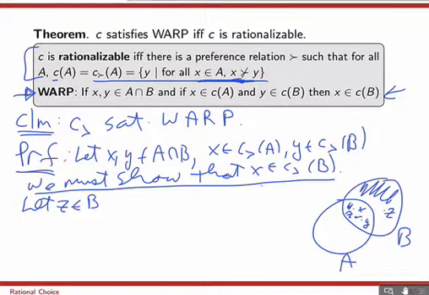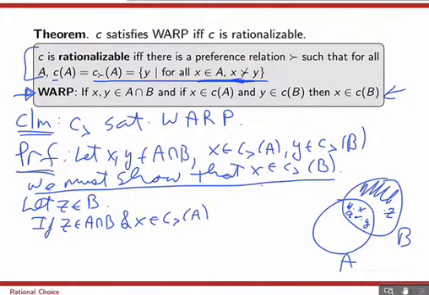Now, if Z is actually in A intersection B, then what do we have? Well, we have Z is in A intersection B, and X has been revealed to be among the best options in A. So Z in particular is in A, and X is among the best options in A. That means X has to maximize the preference relation. So this tells me that Z cannot be strictly preferred to X.